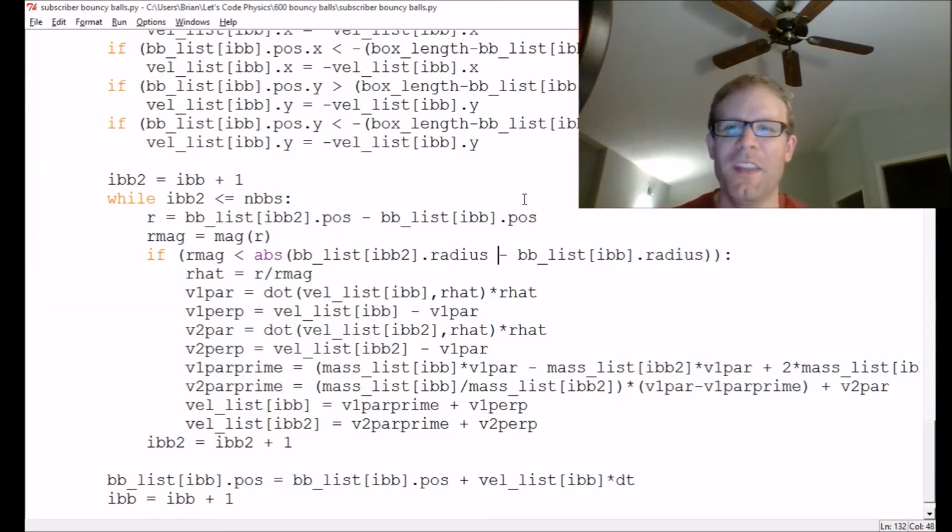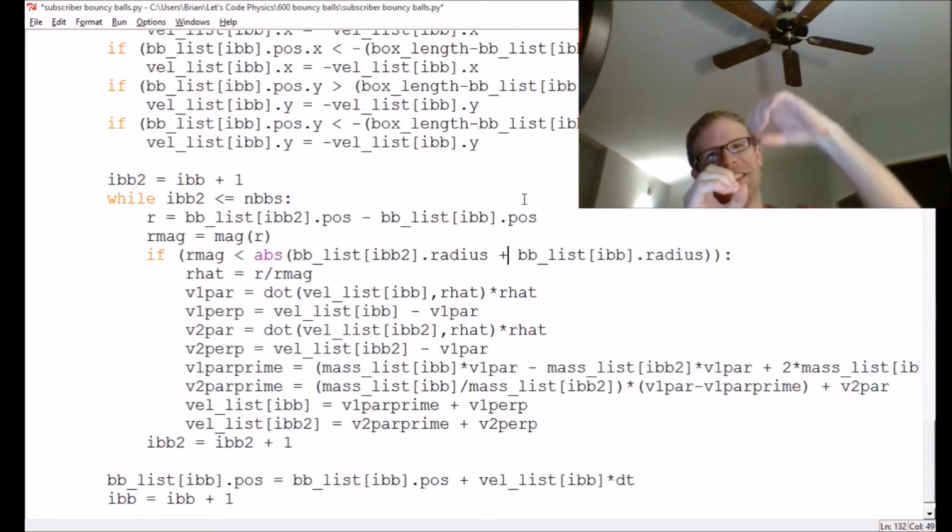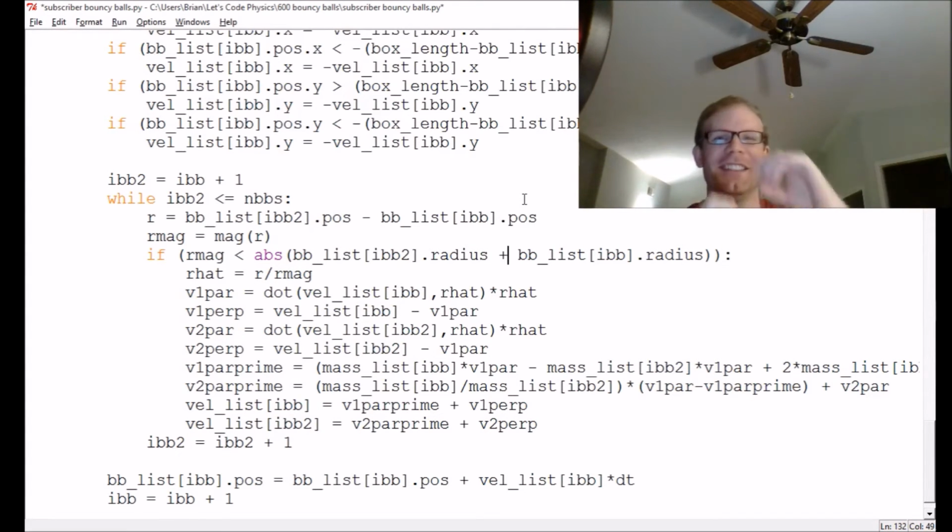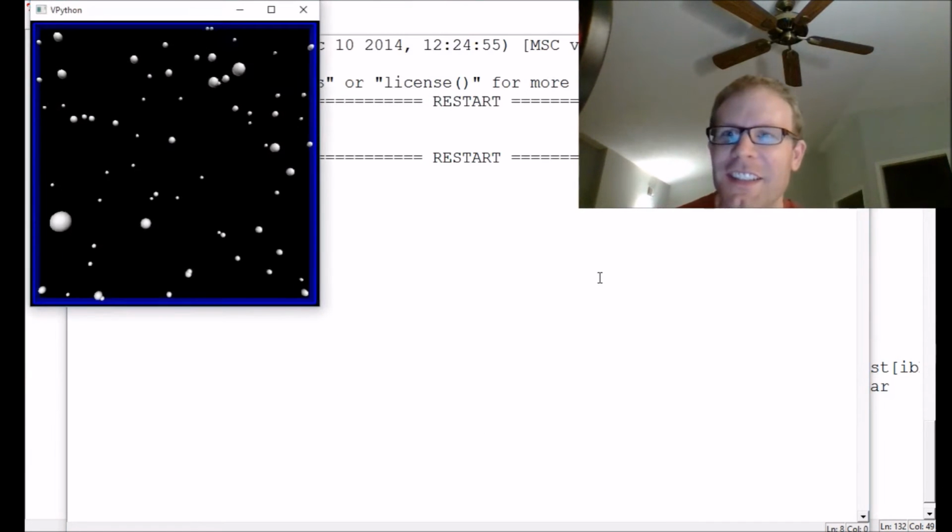Okay, so I found the problem. Rather than the difference in the radii, I need to be taking the sum of the radii, right? Because the total distance between the centers is this radius plus this radius, not this radius minus this radius. I'm supposed to be subtracting their positions, but adding their radii. Okay, that should fix it.